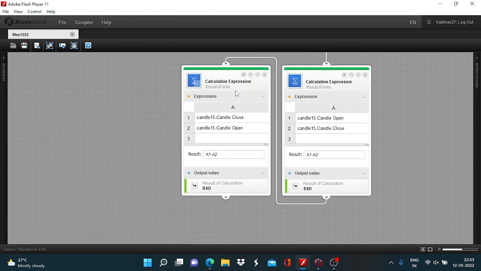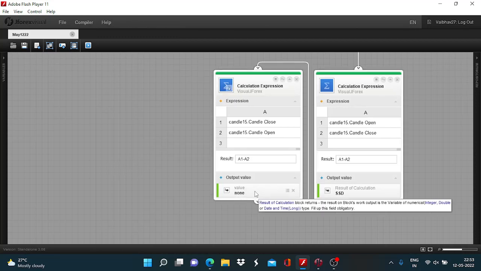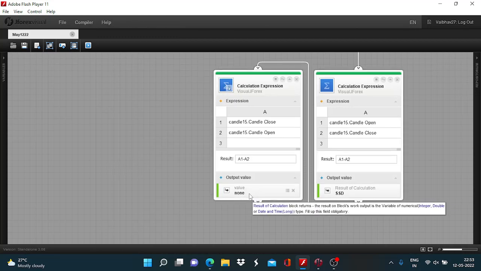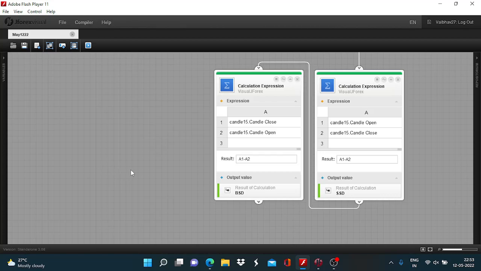And then we have these calculation expression blocks where we have found out the actual difference between the last hour's closing and opening value. In the scenario where the open price is higher compared to the close price, that will be the case when we will be looking to short it. And when we will be looking to go long, then we will have to compare the closing price, which is going to be higher compared to the open price. And this difference we will then use to set the condition for the execution of the buy trade.